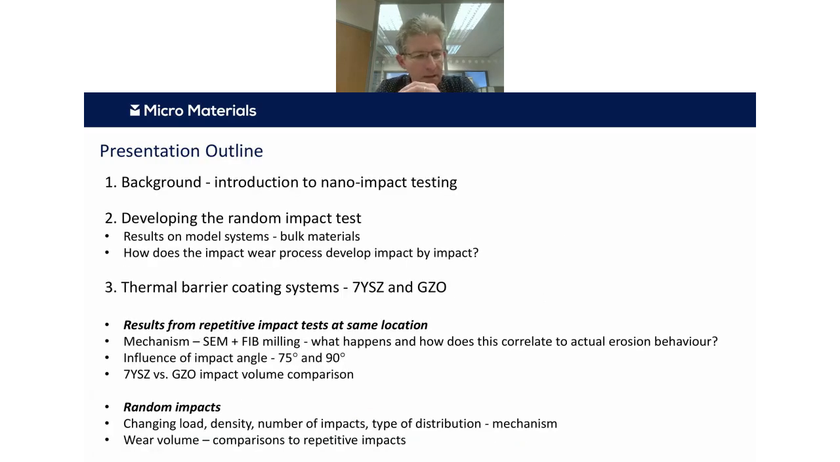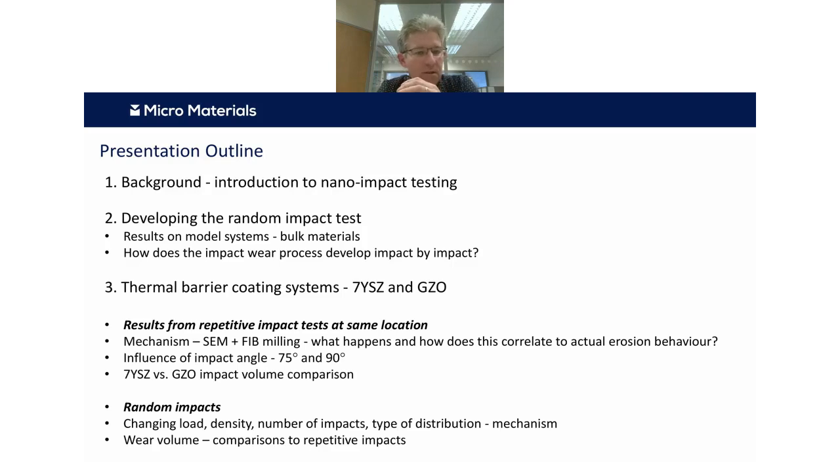So I'll start off by introducing what I mean by our standard nano impact test technique. Then I'll move on to our new random impact test and show how we've developed it. We started off looking at reference model systems, bulk materials, and we use that to understand and develop the test technique and understand how the process of the impacts developed and the crack networks develop impact by impact.